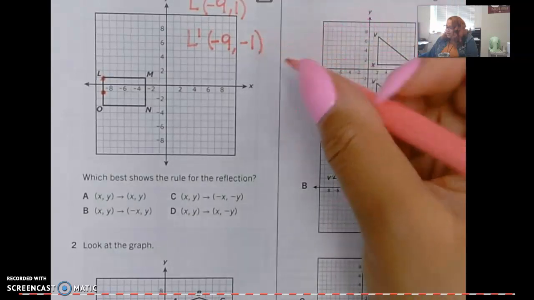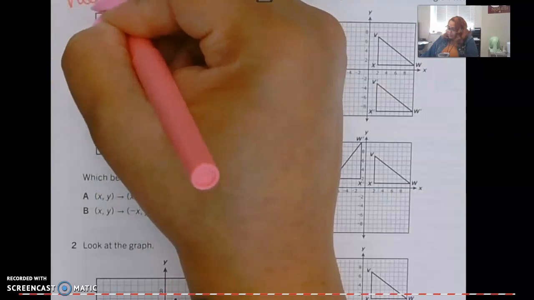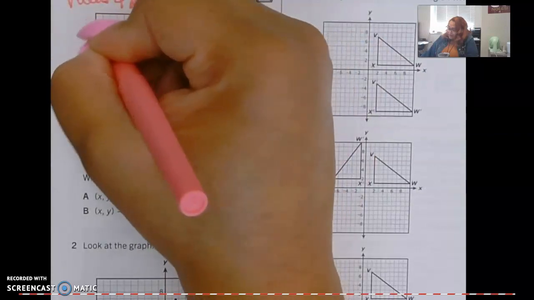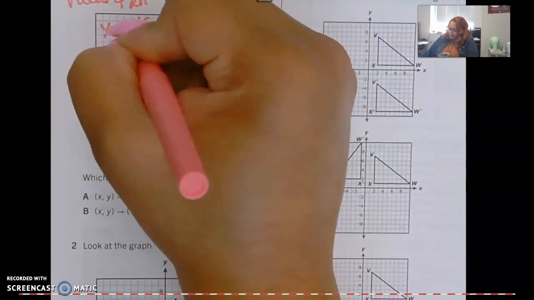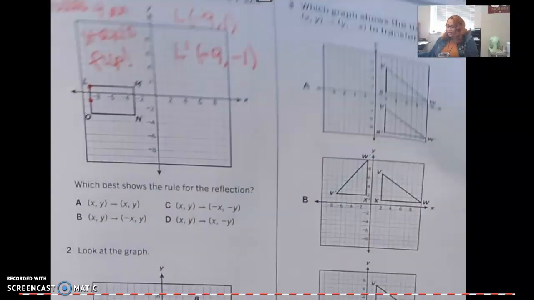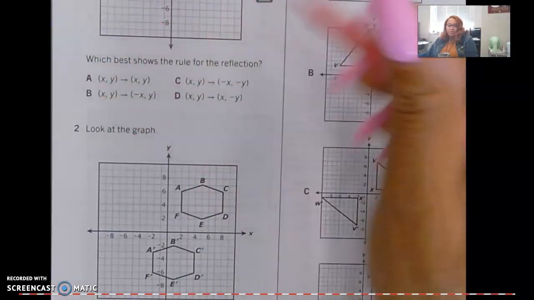So we need to talk about the rules for an x-axis flip. Okay? All right, number 2, because that's what you need for number 1.